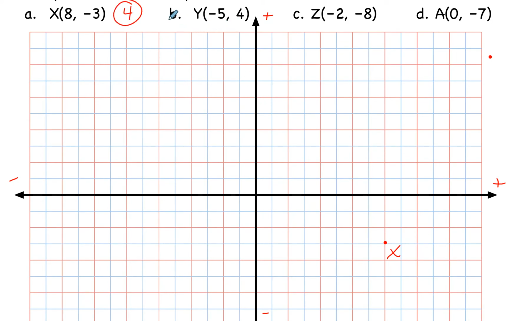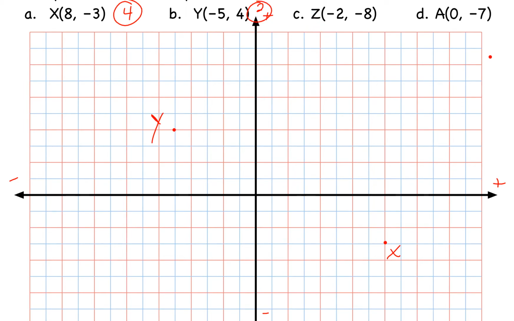Point B, or letter B, is point Y. So this one says we're going to go 5 in a negative X direction. So a negative X direction is left. So I'm going to go 1, 2, 3, 4, 5. And then from there, I'm going to go 4 in a positive Y direction. 1, 2, 3, 4. So it ends up being right there. And we want to label that one letter Y, right? What quadrant did it end up in? That ended up in quadrant 2. So this one's in quadrant 2.